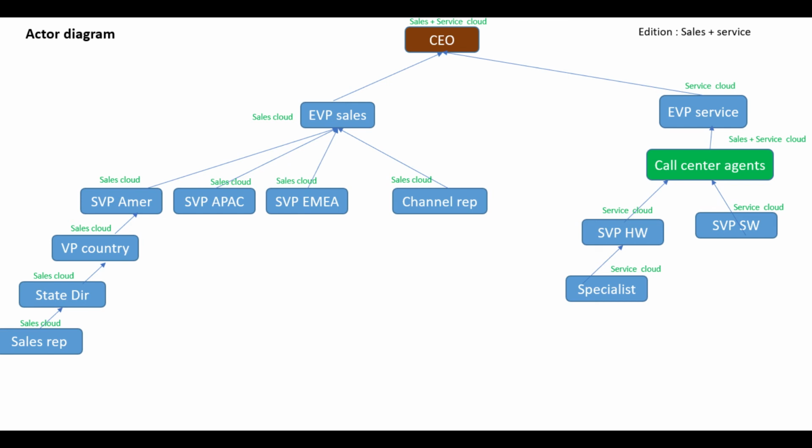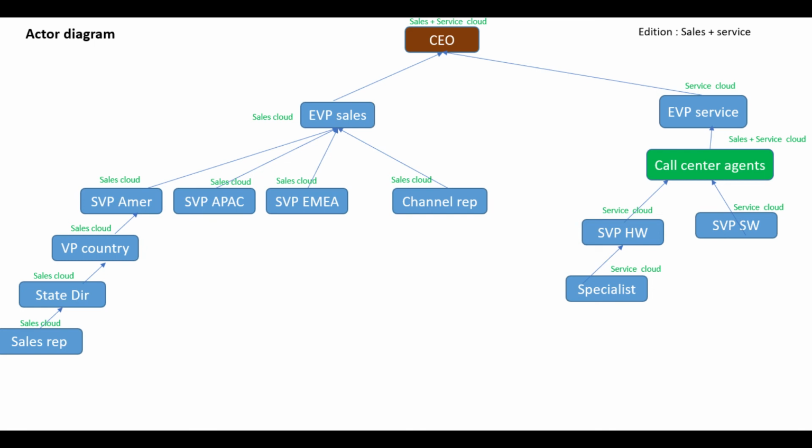We are opening the security to a vast degree, and we want to go with the principle of minimum security policy. So we want to put them directly under the EVP of service so that whatever they do is visible to the EVP of service. And then we have the SVP of hardware and software reporting directly to call center agents. So everything gets rolled back up to them and then to the EVP of service. So that's how we are anticipating this would work.